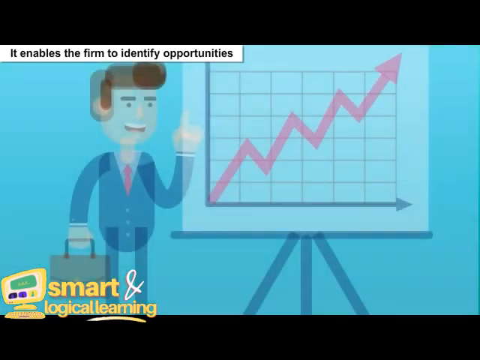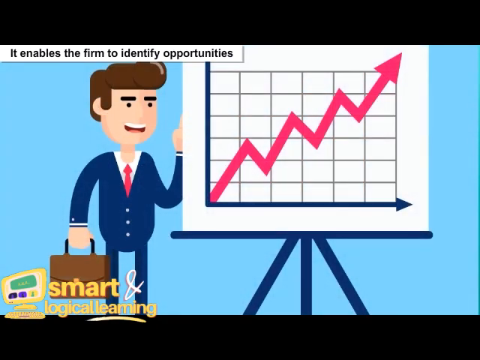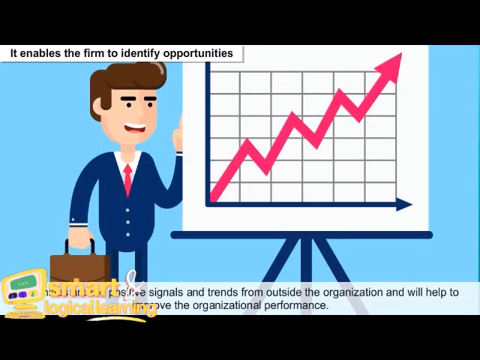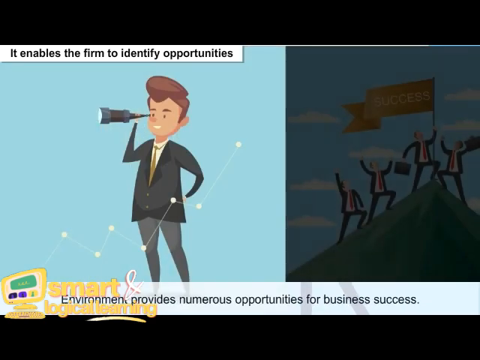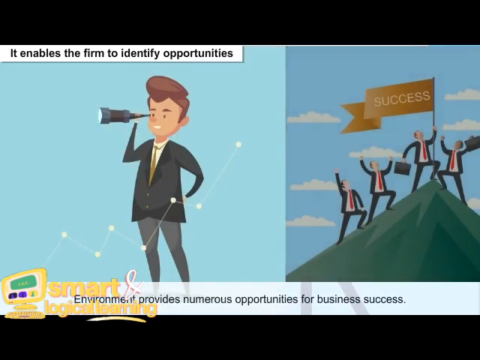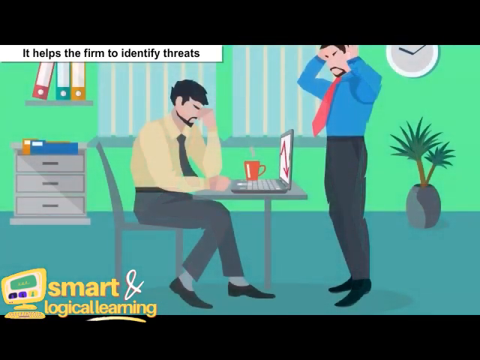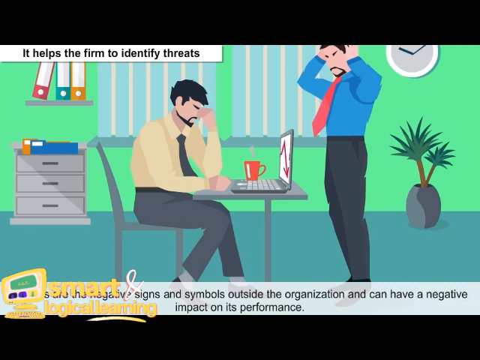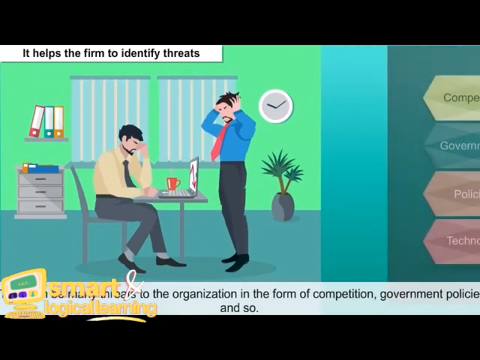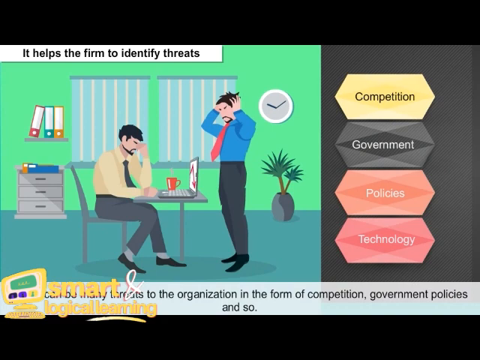It enables the firm to identify opportunities. Opportunities are the positive signals and trends from outside the organization and will help to improve organizational performance. Environment provides numerous opportunities for business success. It helps the firm to identify threats. Threats are the negative signs and symbols outside the organization and can have a negative impact on its performance. There can be many threats to the organization in the form of competition, government policies, and so on.